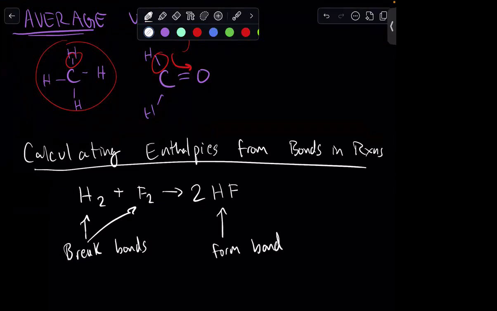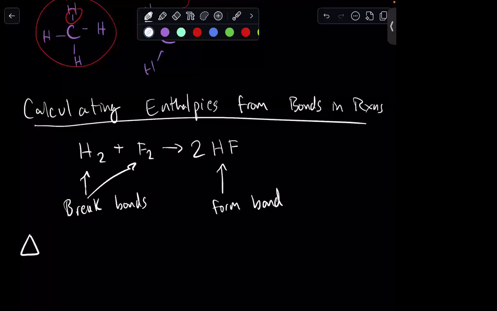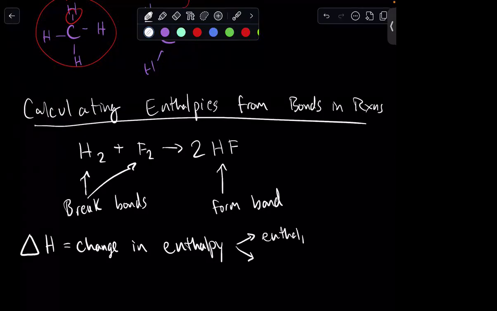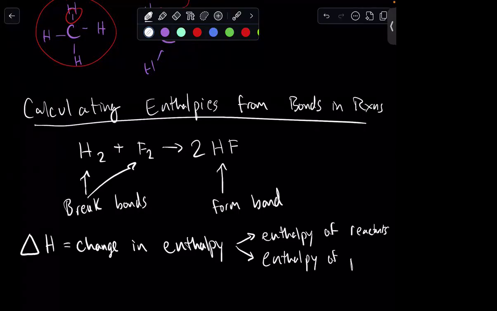If we're breaking a bond, that means energy has to be applied. And if we're forming a bond, we get that energy back out. We can look at these changes in energy. We can look at the delta H, or the change in enthalpy, by looking at the enthalpy of reactants and the enthalpy of products.